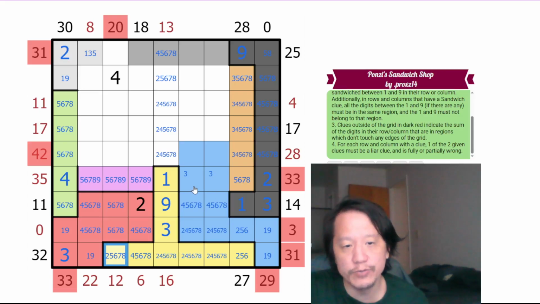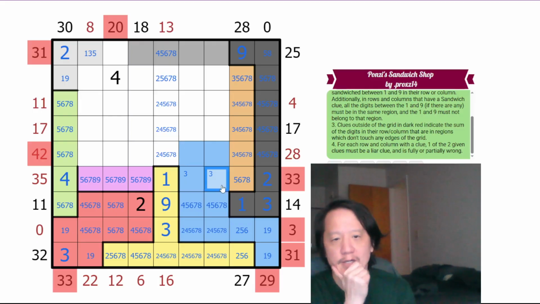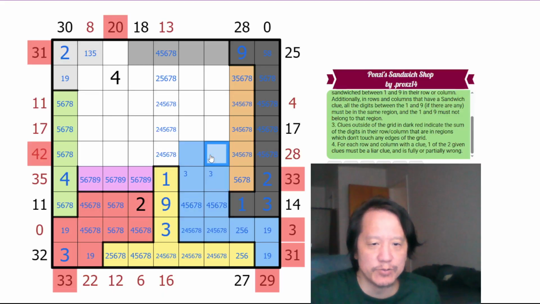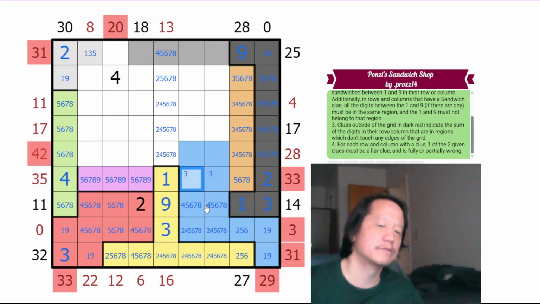Okay, so one thing we do know. No, we don't. Never mind. We know the blue cannot contain 1 or 9, but we don't know which. And the thing is, we don't know what the other region is. So that could still contain a 9.